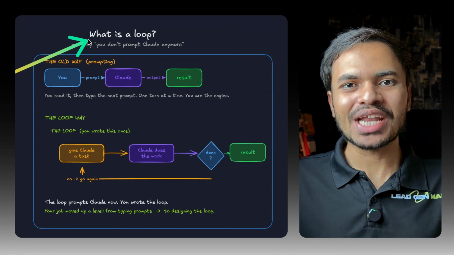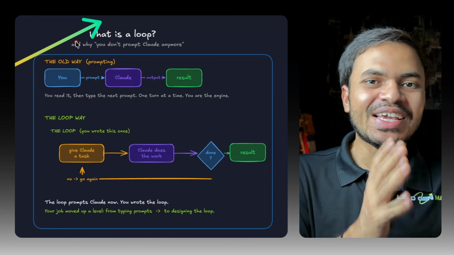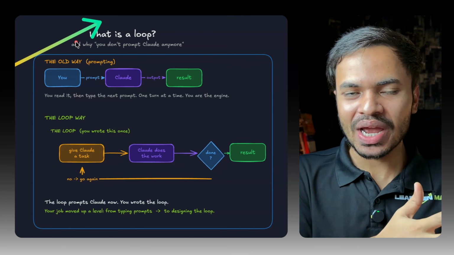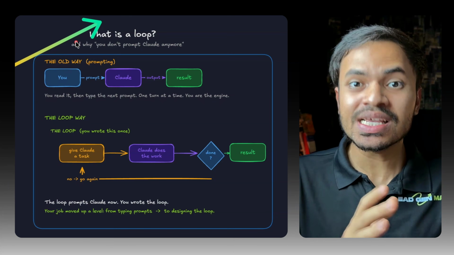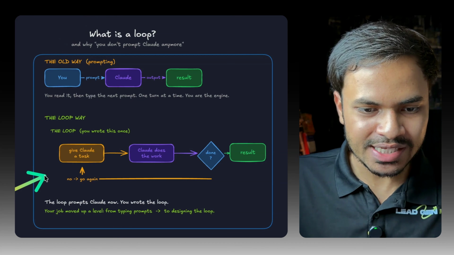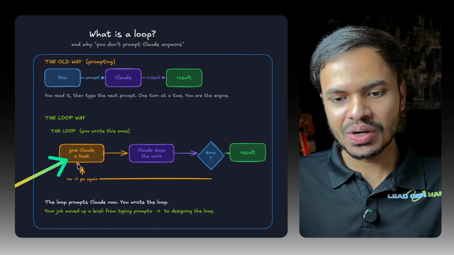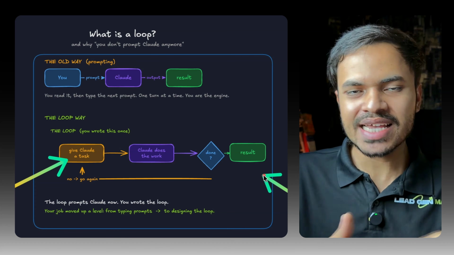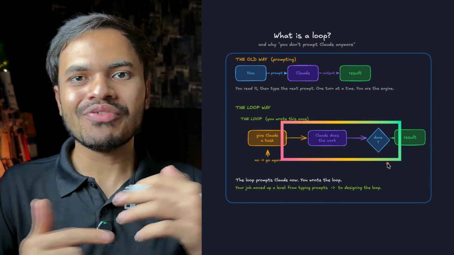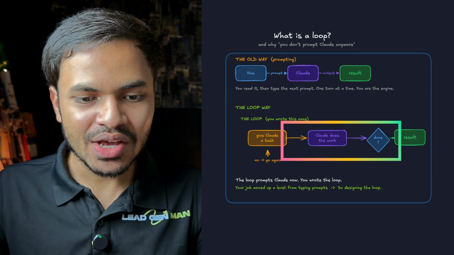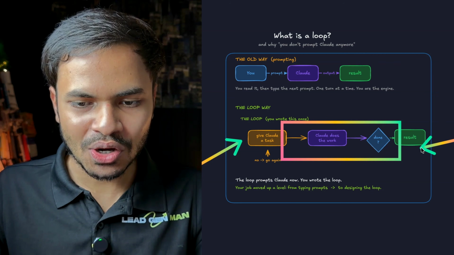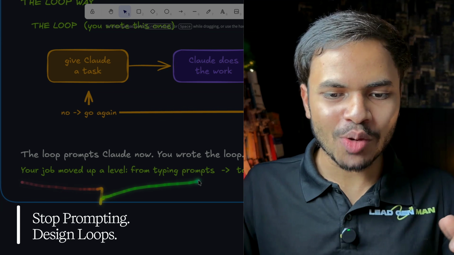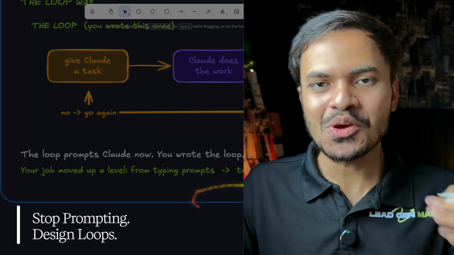So coming back to what loops are: it is basically your way of telling Claude, hey, I'm not going to prompt you anymore. Instead, I'm going to design loops that will prompt you. It will give you a set of tasks. Hey, this is what you have to do, and we have the end goal or desirable results. And in between, the loop will be automatically running to make sure that we are moving from our problem to the solution. In a nutshell, your job is now not to prompt anymore. Instead, you have to design loops.